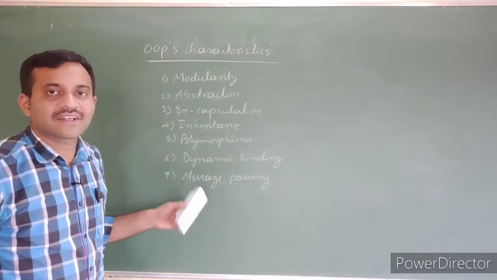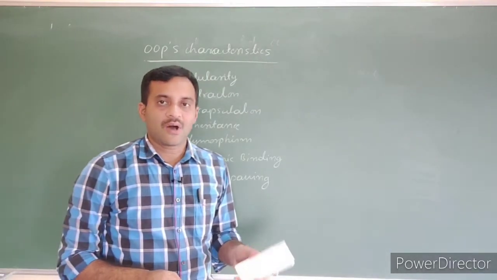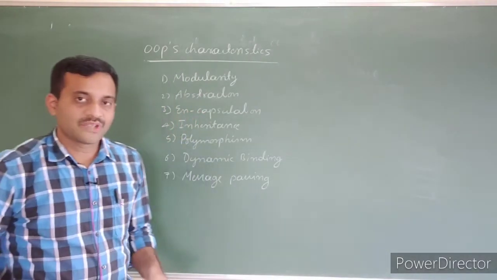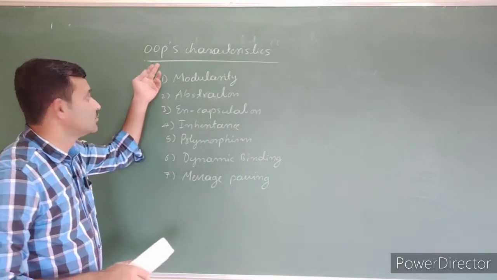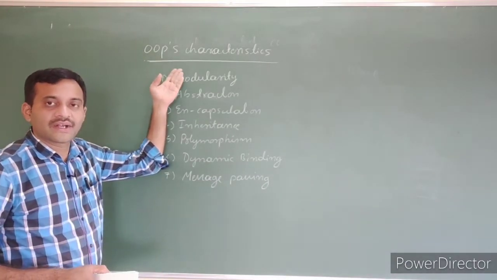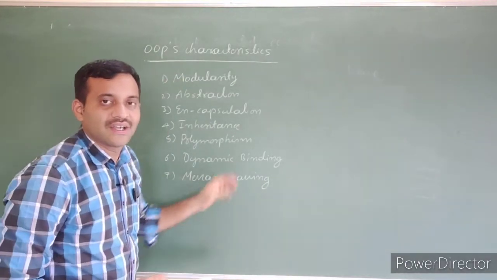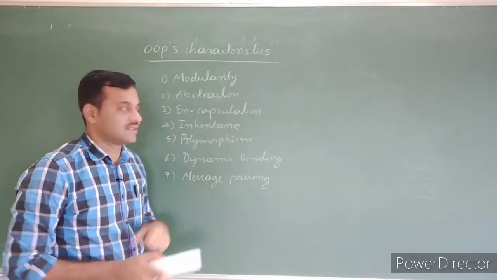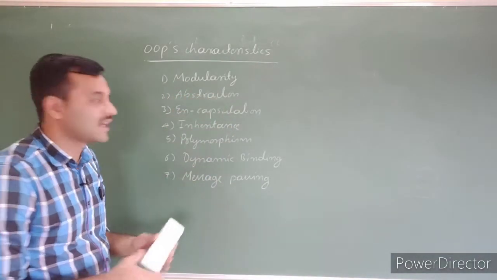So these are the characteristics of object oriented programming. Object oriented programming is abbreviated as OOPS. OOPS stands for object oriented programming. Let's discuss each characteristic one by one. The first one is modularity.